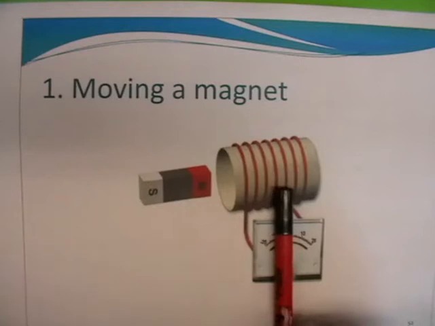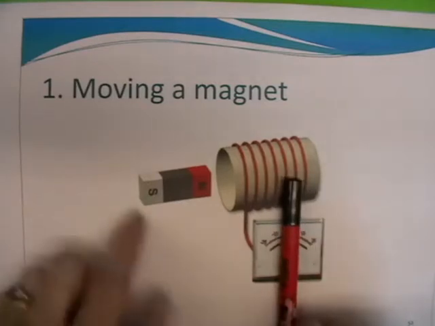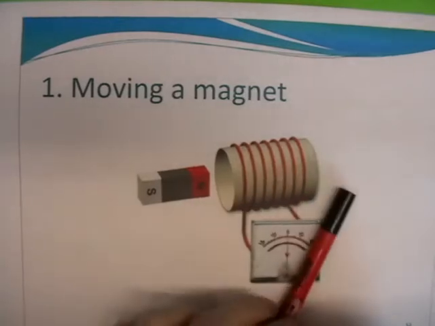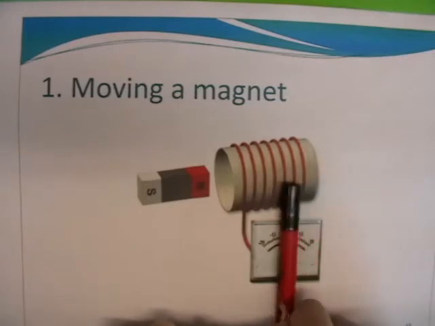Now you should always finish your sentence with and back to 0, because if you just say, when you move your magnet in, it goes one way, then the examiner thinks that you think that it goes one way and stays there. It always goes back to 0. There has to be a change going on.